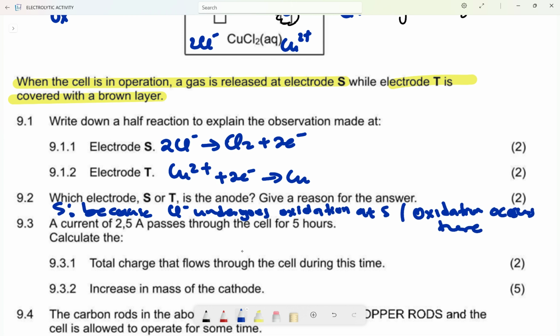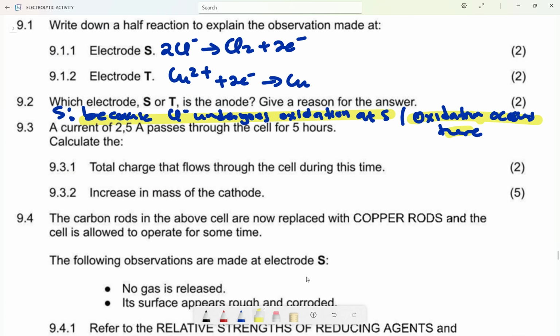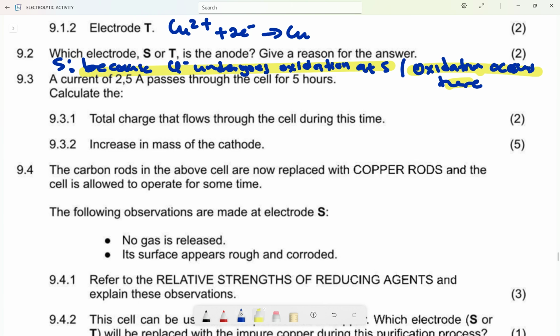Okay, oxidation occurs there because Cl minus undergoes oxidation. You know what I mean? And then we are given another piece of information that says a current of 2.5 amps passes through the cell for 5 hours. Calculate the what? The total charge that flows through the cell.